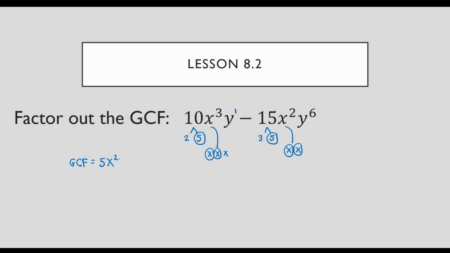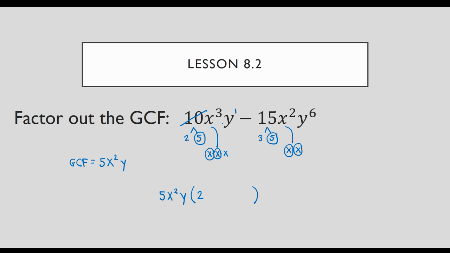1 is smaller than 6, so we'll have 1 for my GCF. But now it says factor out the GCF. So the GCF is not my final answer. What we'll do then is in parentheses, put whatever was left over. Remember, 10 we don't have to look at because that got broken up into 2 times 5. 5 got taken out, we still have a 2.